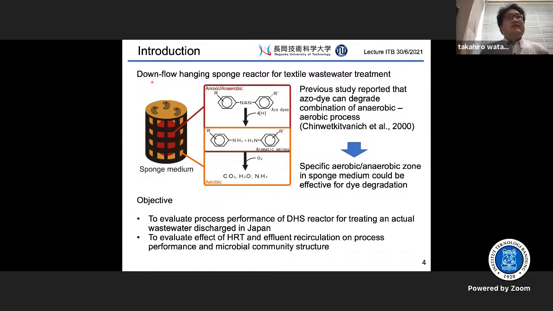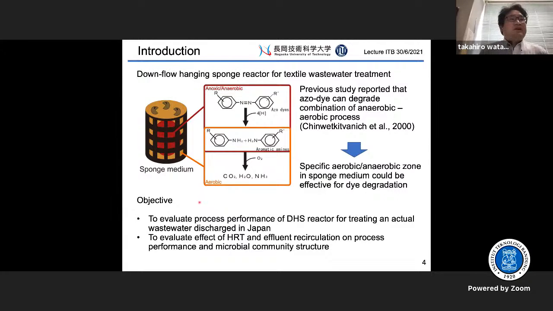For applying textile wastewater treatment, the DHS reactor may be good because in this sponge carrier, as you can see, the surface has oxygen, and going inside the sponge, the DO gets lower. That means inside the reactor anaerobic bacteria can survive, and on the surface aerobic bacteria can survive. So we can make one reactor with both anaerobic and aerobic zones. Our idea is that a specific aerobic-anaerobic zone in the sponge media can be effective for dye degradation.